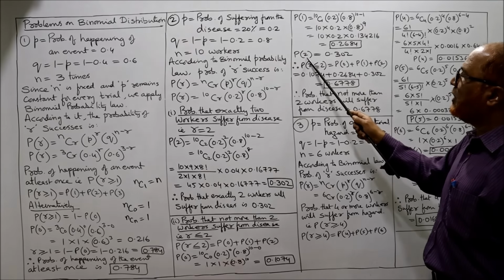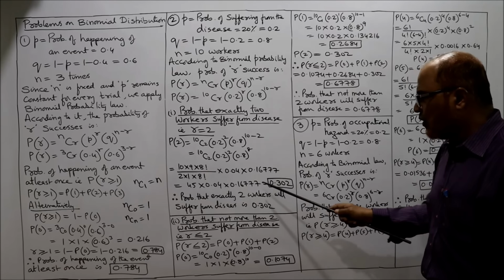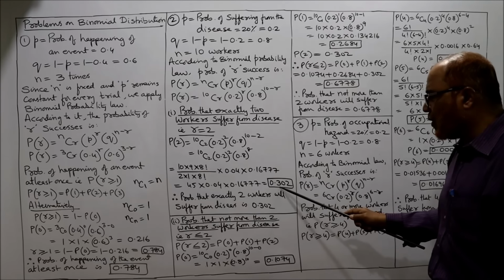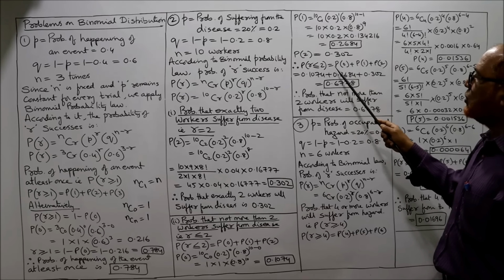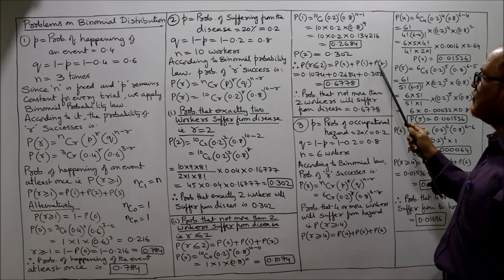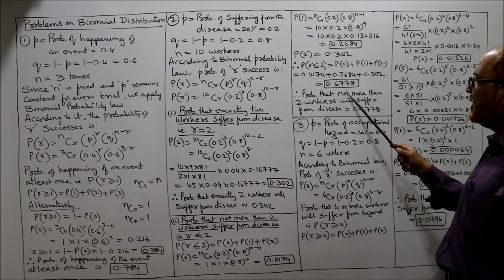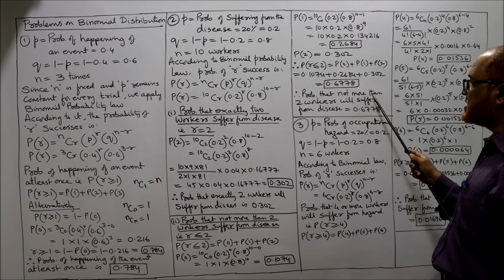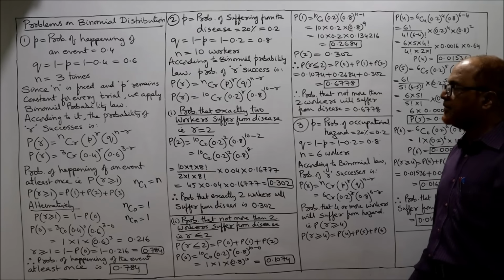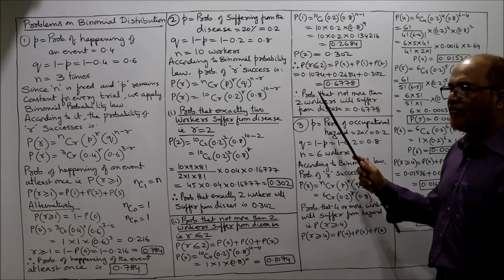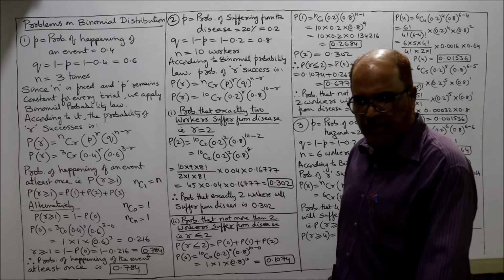Now P of 2. P of 2 you have already calculated here; the value is 0.302. Now P of R less than or equal to 2 is equal to P of 0 plus P of 1 plus P of 2. Add all three values: 0.6778. So the probability that not more than 2 workers will suffer from the disease is 0.6778. That's all. This is the end of problem number 2.